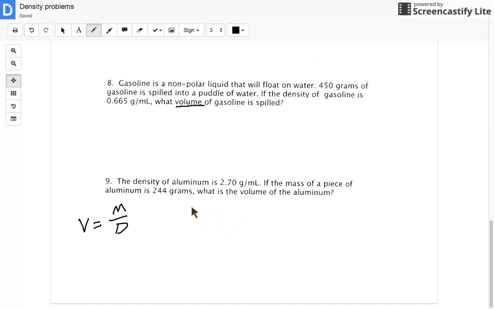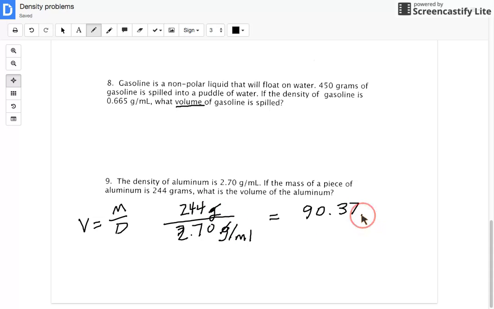It tells us that the mass is 244 grams, and we're going to divide that by the density, which is 2.70 grams per milliliter. Now we take 244 divided by 2.7, and when we do that, we get 90.37. We cancel our grams because they're on top and bottom, and that gives us milliliters. When we're finished, circle our answer, and that's the volume of the aluminum. All right.